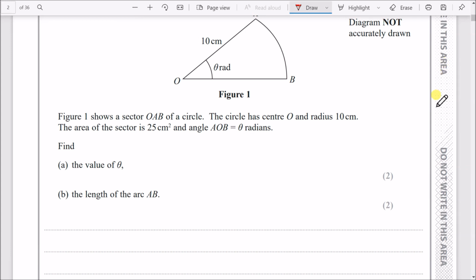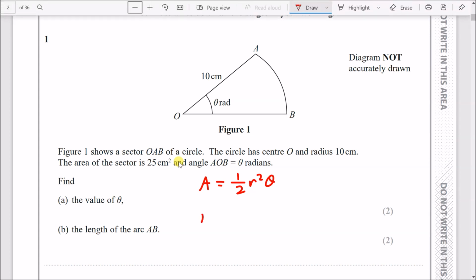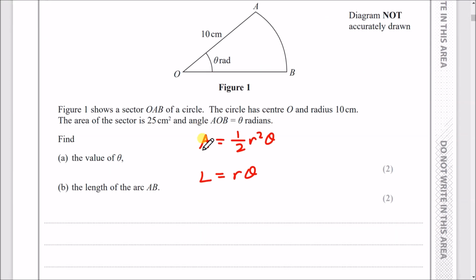Typically with these kinds of questions, every time you're dealing with sectors, it's good to write down all the relevant formulas. The first one we see straight from the beginning is the area of the sector. So the area A equals half r squared theta. And the length of the arc is the other one, which is L equals r theta. Now all you have to do is update these values. We know that the area is 25, so A is 25, and the radius r is 10. So for the first equation, we have 25 equals half times 10 squared times theta. Whereas for the second one, it's simply L equals 10 times theta.